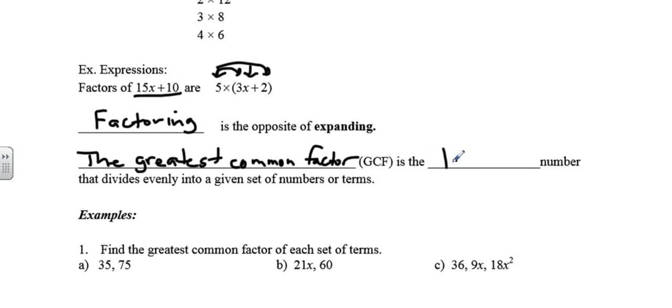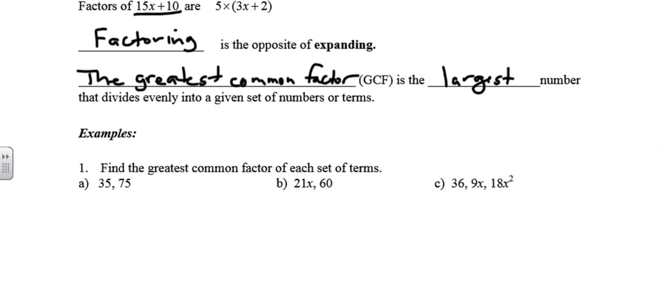The greatest common factor is the largest number that divides evenly into a given set of numbers or terms. All right, let's see if we can find some GCFs. Here's an example. Find the greatest common factor of each set of terms. We've got the number 35 and the number 75.